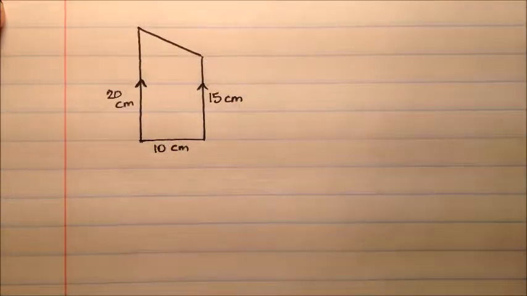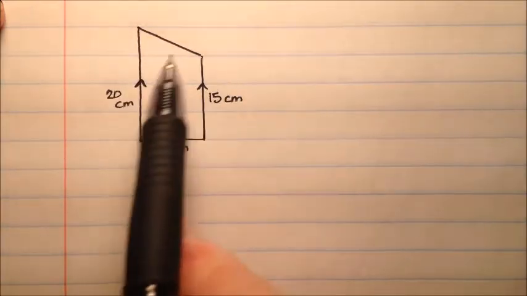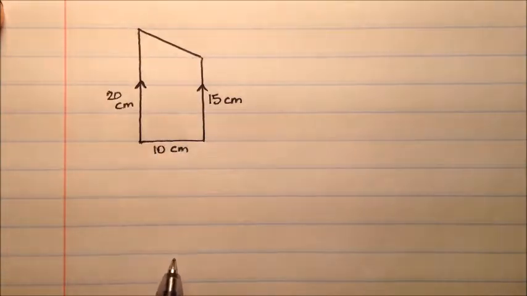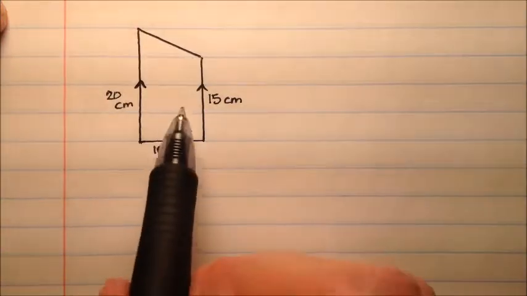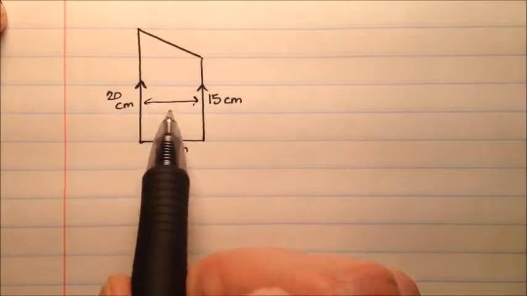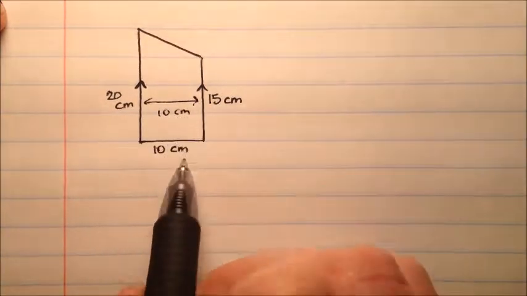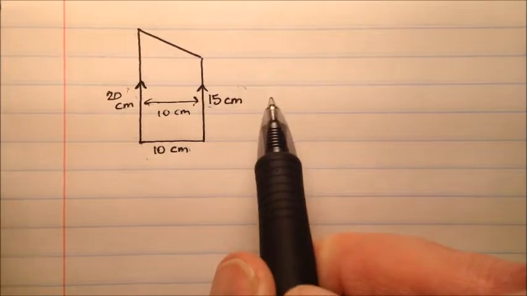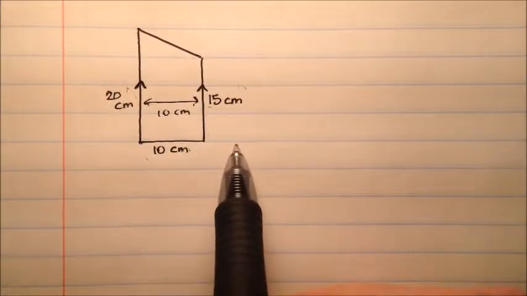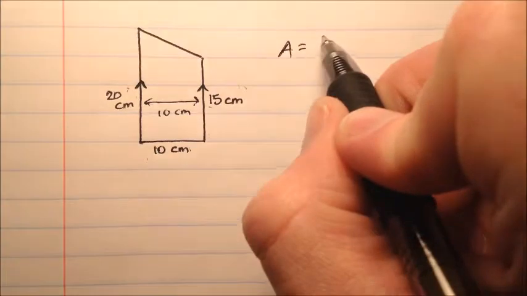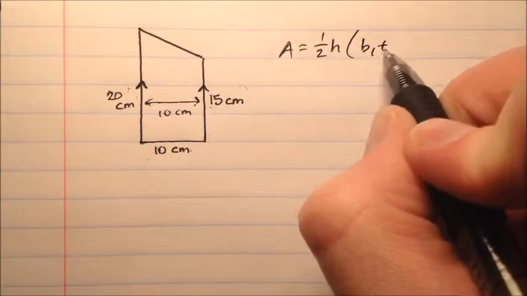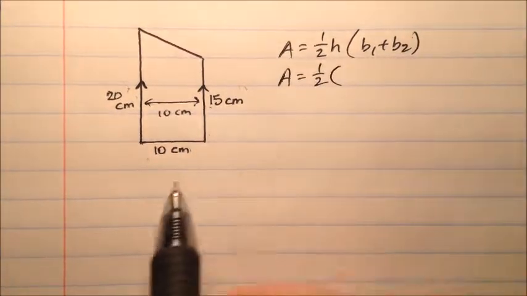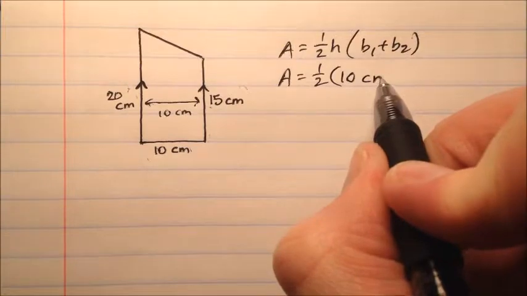In this next example, we have a trapezoid, and we know it's a trapezoid because it has 4 sides and one pair of parallel lines. So these two lines are parallel to one another. So what did we say about the height and the bases? Well, the height is the distance between these two parallel lines, which we know from the side over here is 10 centimeters. And then our two bases will be 20 centimeters and 15 centimeters because those are the lengths of the parallel sides. So we have our formula, area equals 1/2 the height times the quantity, base 1 plus base 2. So when we do this, area will be 1/2 the height, which we said was 10 centimeters.